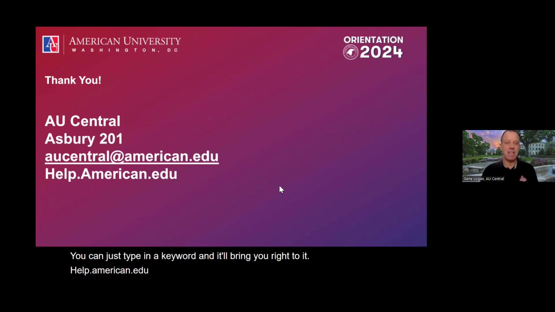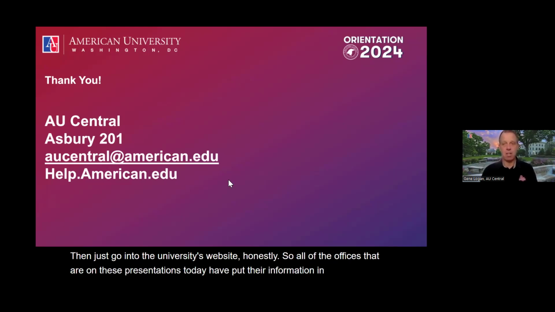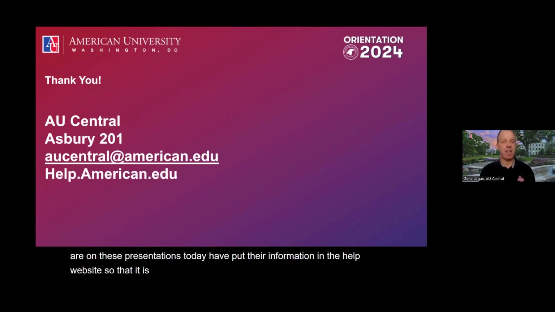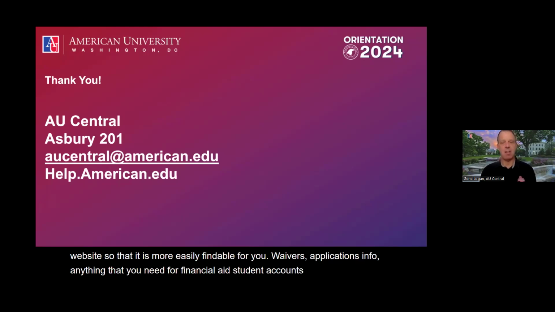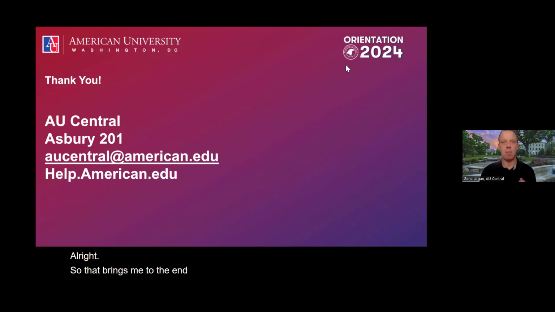Help.american.edu is a much easier way to search for this information than just going to the university's website, honestly. So all of the offices that are on these presentations today have put their information in the help website so that it is more easily findable for you, right? Waivers, applications, info, anything that you need for financial aid, student accounts, health center, housing, dining, they all have created articles in there with links to take action. Right. So that brings me to the end of my presentation.